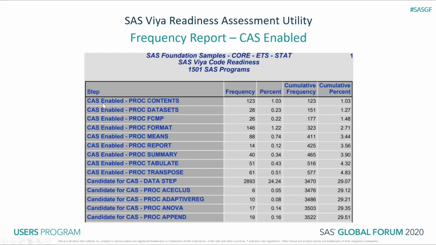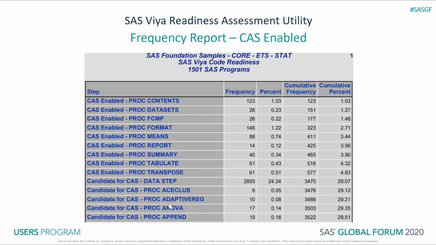The next thing to notice are the procedures that are CAS enabled. That means these procedures will run in CAS provided the source data and the target data to the procedure are CAS tables. The next thing to notice is candidate for CAS, like for data step and these analytical procedures and proc append. Candidate means you might be able to refactor the code for the procedures into a CAS-enabled procedure, or you could study CASL, the language of CAS, and run your code as CASL code.